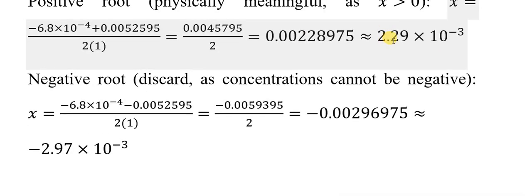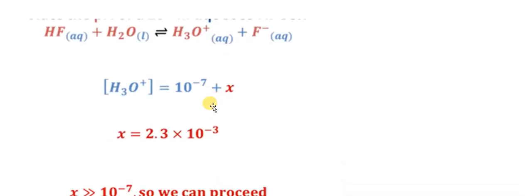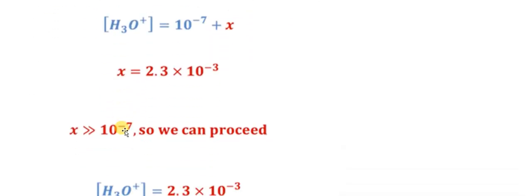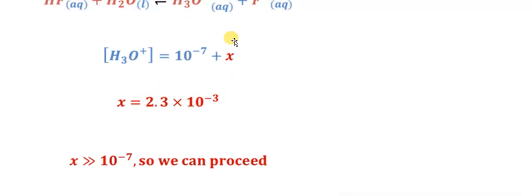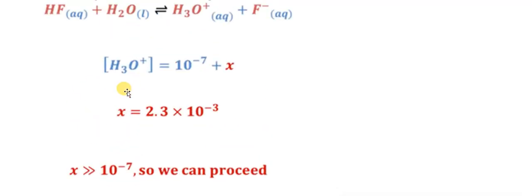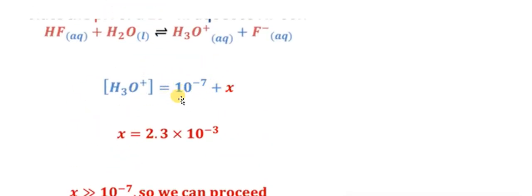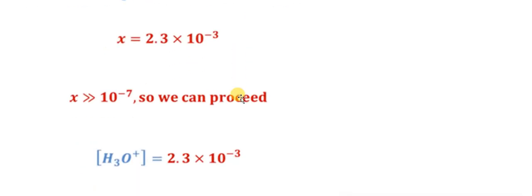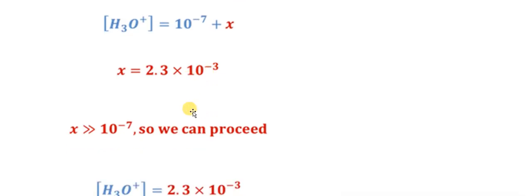We put the value of x, 2.29 times 10 to the power minus 3, in place of x, and we find that x is equal to 2.3 times 10 to the power minus 3. If we put this value of x at this point, we know that 2.3 times 10 to the power minus 3 is very much greater than 10 to the power minus 7. So we ignore the value 10 to the power minus 7, when one value is very large as compared to the other, we accept the greater value and reject the very low value.